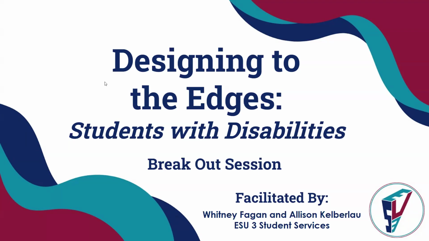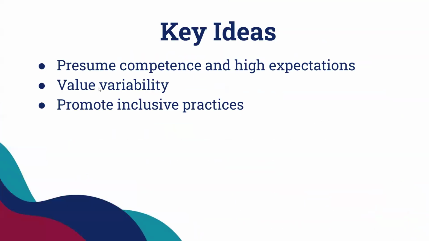We would like to take a few moments to explore universal design for learning with an emphasis on strategies for supporting students with disabilities. Universal design for learning is connected to three key ideas. UDL operates on the belief that all students are capable of learning and thriving when provided with equitable opportunities and high expectations. This perspective emphasizes the importance of creating learning environments where barriers to success are minimized and all students are given the tools and support they need.